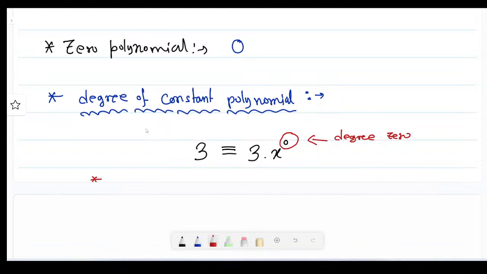So my conclusion is that the degree of a constant polynomial is 0.